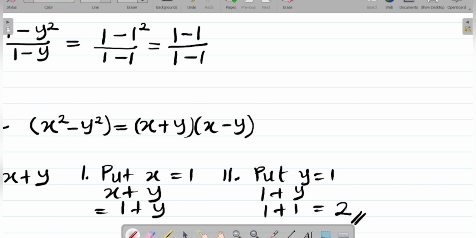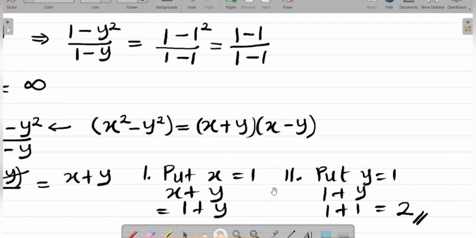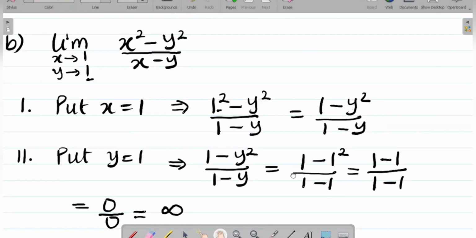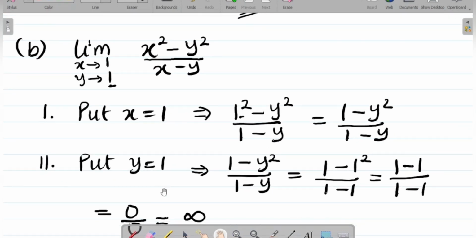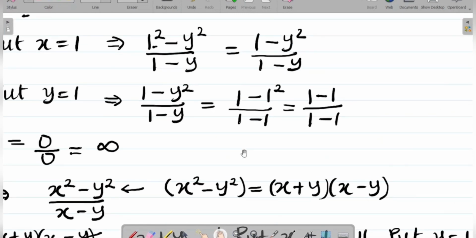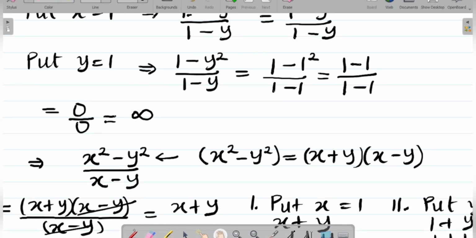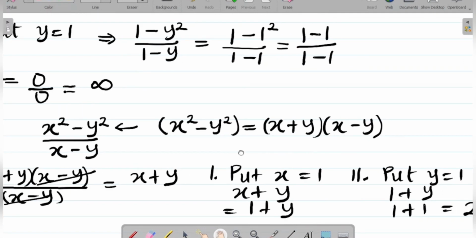So hence, the limit exists. That means my final answer is 2. But I didn't get 2 by doing direct substitution. So that means the function is not defined at the point, but the limit still exists. Why is the function not defined? The function is not defined because when I did a direct substitution, I had 0 over 0, which gave us undefined. All right, so this is how we solve this question.